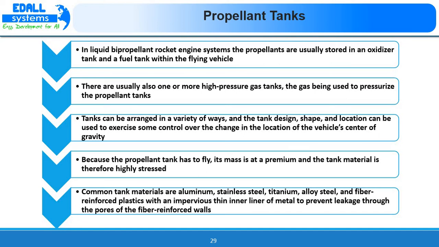The common tank materials are aluminium, stainless steel, titanium, alloy steel, and fiber reinforced plastics with an impervious thin liner of metal to prevent leakage through the pores of the fiber reinforced walls. So composites are being used in propellant tanks as well, and every single detail has been taken care of. For reinforced plastics we know that there are some pores, so leakage should not happen. So a thin inner liner of metal is provided for such composites such that the propellant does not leak through the tank walls.